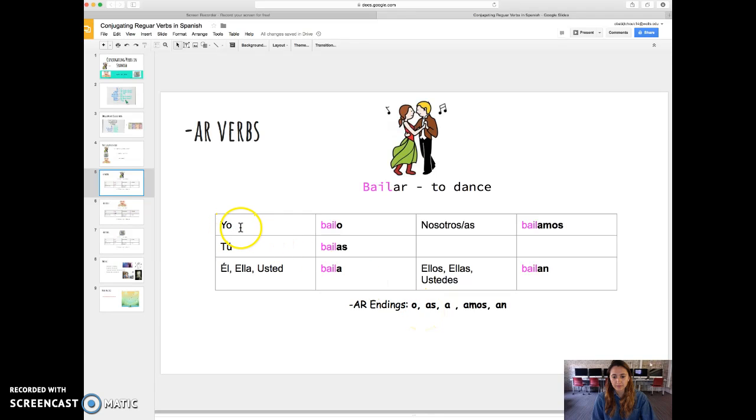So the yo form is bailo. Yo bailo. Tú bailas. Él, ella, usted baila. Nosotros, nosotras bailamos. Ellos, ellas, ustedes bailan. What does this mean? I dance. You dance. He, she, or you dances. We dance. They dance.